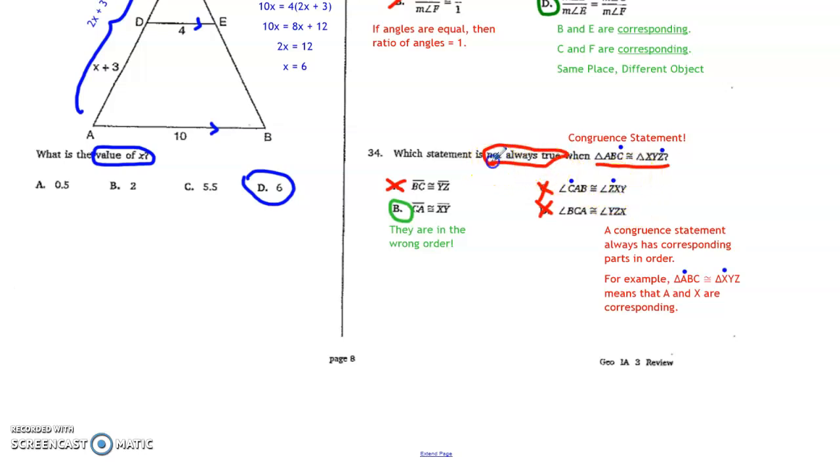We're looking for the one that is not always true. The one that is not always true is letter B because it's not in the right order. CA, which is going from the back to the front, is not the same as XY because that's not going from the back to the front.